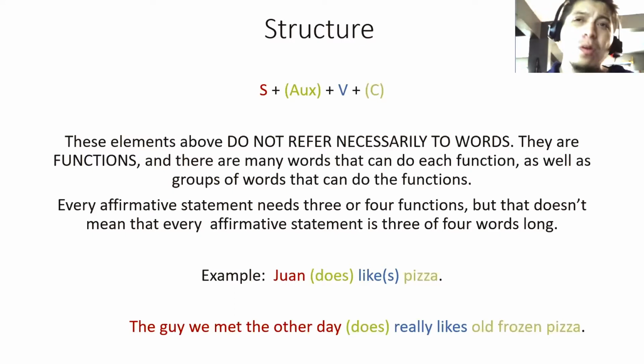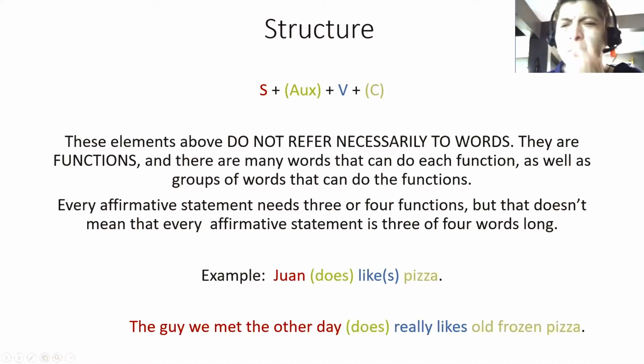But one word is not the same as one function. We need to know the difference between words and functions, because the sentences that we are making, las oraciones que estamos haciendo, they always have the same structure. Siempre tienen la misma estructura en cuanto a funciones, no en cuanto a palabras. No necesariamente porque las oraciones tienen 4 funciones significa que tienen 4 palabras. It is not the same at all.